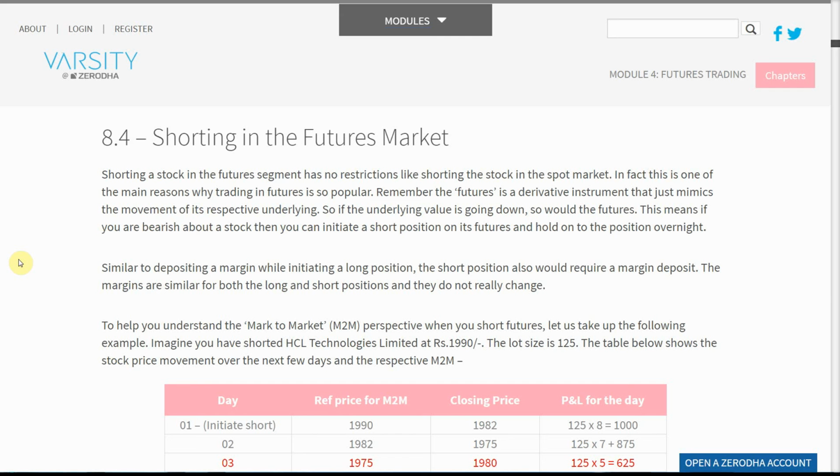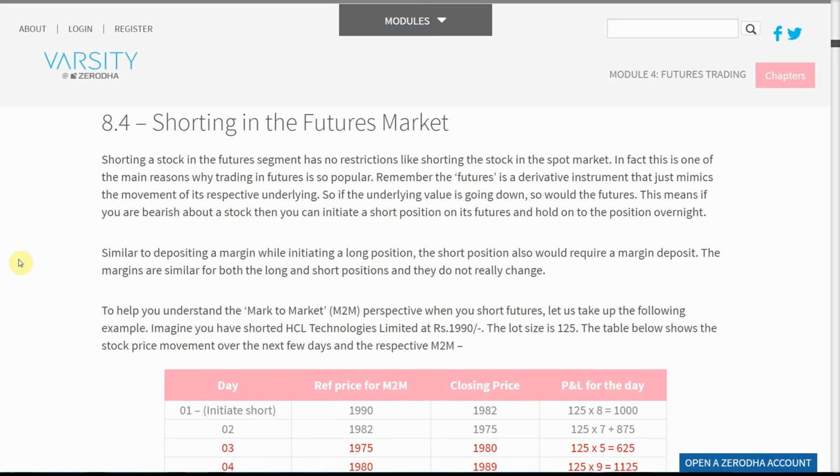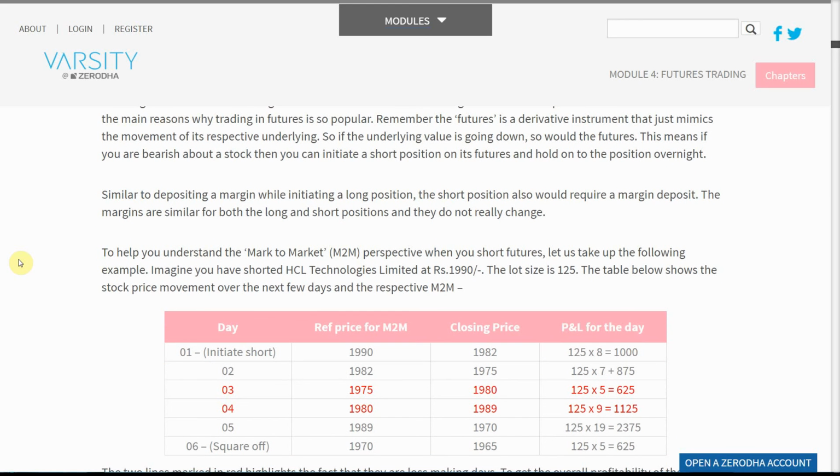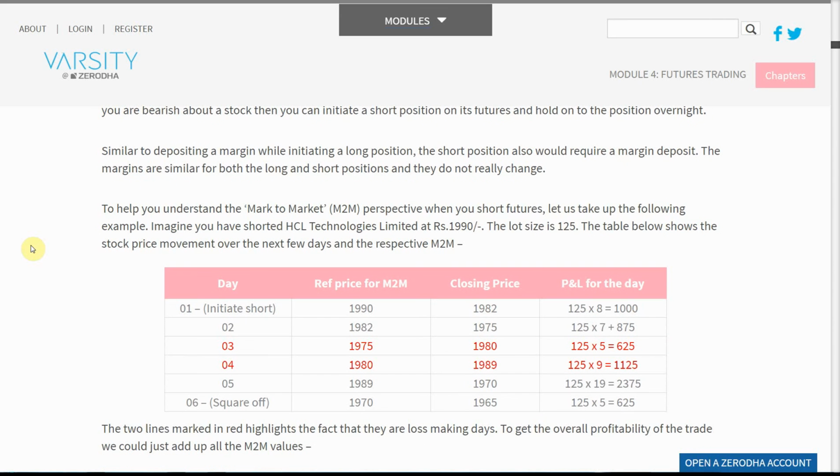This means if you are bearish about a stock, then you can initiate a short position on its futures and hold on to the position overnight, similar to initiating a long position. The short position also would require a margin deposit. The margins are similar for both the long and short positions and they do not really change. To help you understand the mark-to-market (M2M) perspective when you short futures, let us take up the following example.